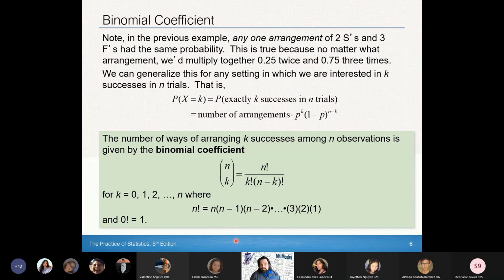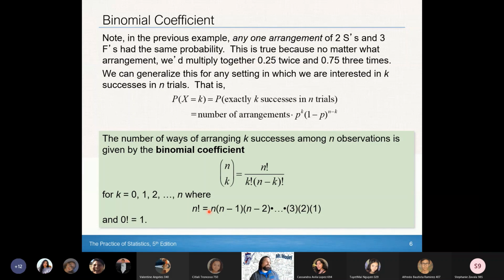So, for example, 5 factorial. And when you say factorial, you should say it with excitement, it's an exclamation mark. 5 factorial is 5 times 4 times 3 times 2 times 1. 7 factorial is 7 times 6 times 5 times 4 times 3 times 2 times 1. Basically, whatever number is next to the exclamation mark is multiplied by every number smaller than it until you get to 1. That's what this says to do.